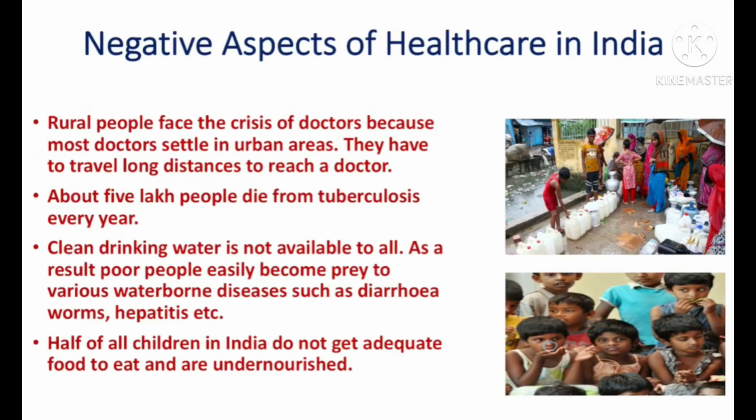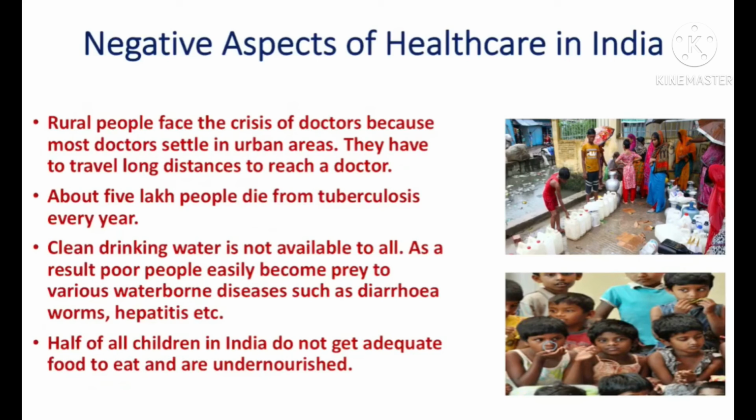Negative aspects of healthcare in India. Dear students, rural people face the crisis of doctors because most doctors settle in urban areas. They have to travel long distances to reach a doctor. About 5 lakh people die from tuberculosis every year.